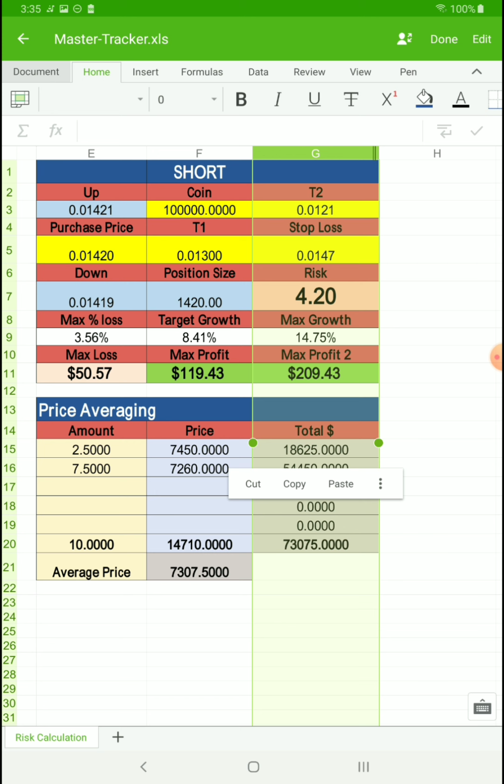And then the risk is about 4.2 for target 2. Target 1 is about 1.84 or 74 RR. Not bad. And the maximum loss is 50.